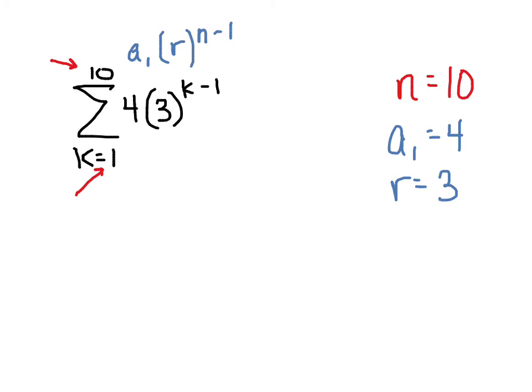But if you can't see that, what I would want you to do is put in the number 1 first and see what comes out. So first of all, I'll put the exponent. 1 minus 1 is 0.